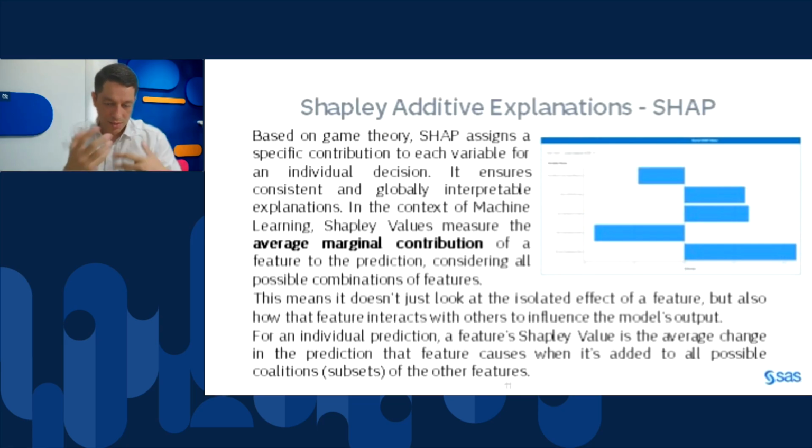Then during this calculation, SHAP will test each variable. Okay, I put this variable. How much is the difference from the average response? And if I put one more variable, what happens then? SHAP creates a lot of combinations to give us the final contribution for each variable. This is fantastic.